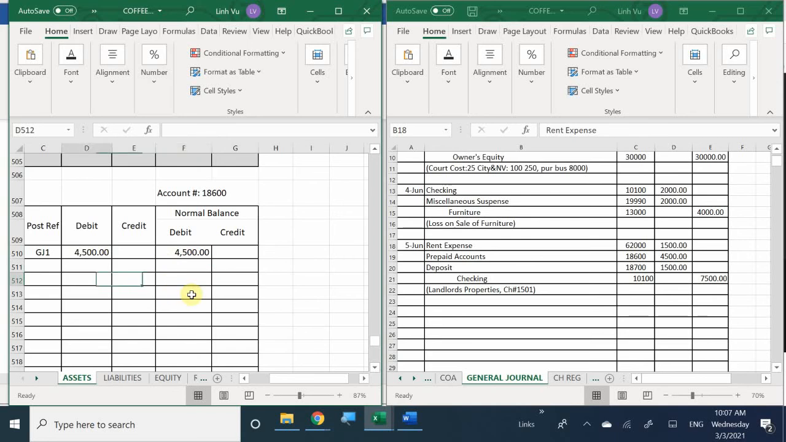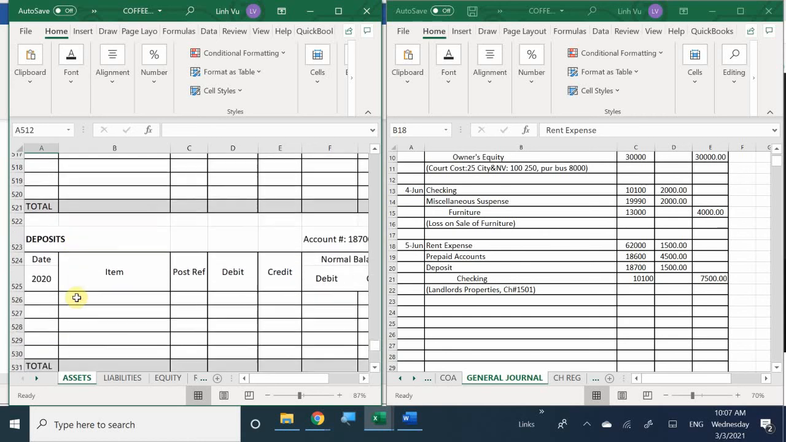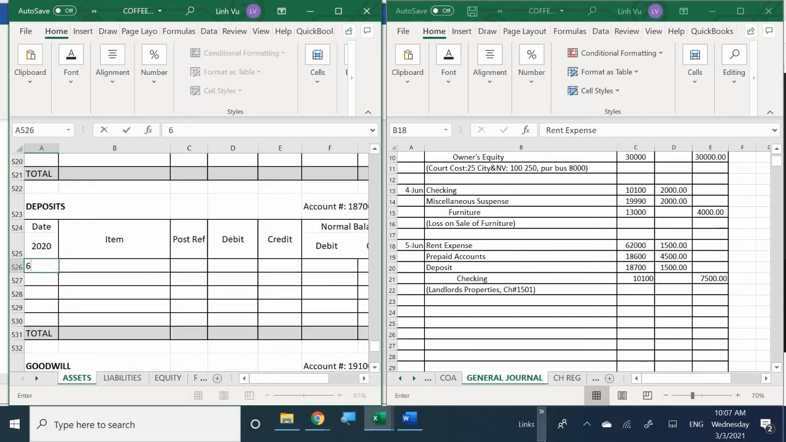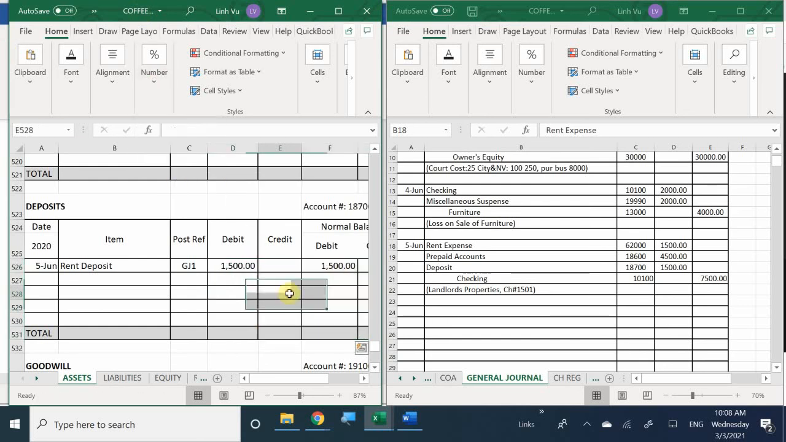Then once we finished my prepaid accounts, I'm going to go ahead and drop right down below, because right below is my rent deposit. Same thing I'm going to write here, rent deposit. Pretty straightforward. Post reference is general journal number 1. And my debit is going to be for $1,500. All right? Just like how I see it in my journal, it's just how I am going to record it in my ledger. Okay? So there we are. We have a debit balance of $1,500.